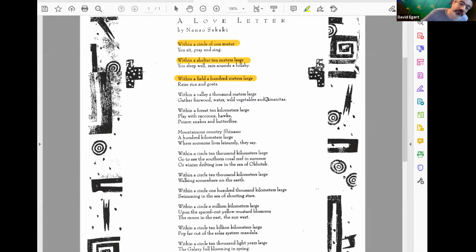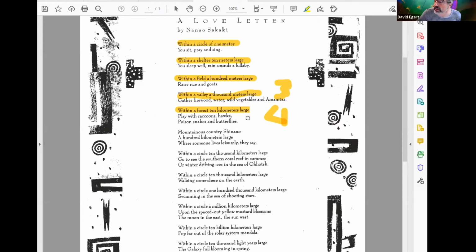Now we're going to go up 3 orders of magnitude. Within a valley 1,000 meters large, gather firewood, water, wild vegetables, and amanitas. So now we're up at 3 orders of magnitude. Again, we're going to have to get 10 orders of magnitude before we're done here. Within a forest 10 kilometers large, play with raccoons, hawks, poison snakes, and butterflies. So now we are at 10 to the 4th.